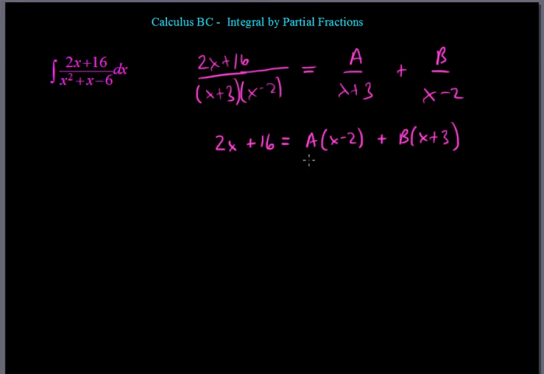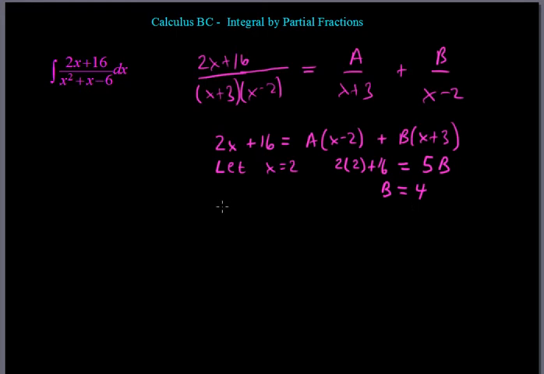And then we can use a little trick to let x equal 2. That will make the A term go away, and we'll end up with 2 times 2 plus 16 equals 5B. Okay, you add those together, that's 20. So 20 equals 5B, or B equals 4.